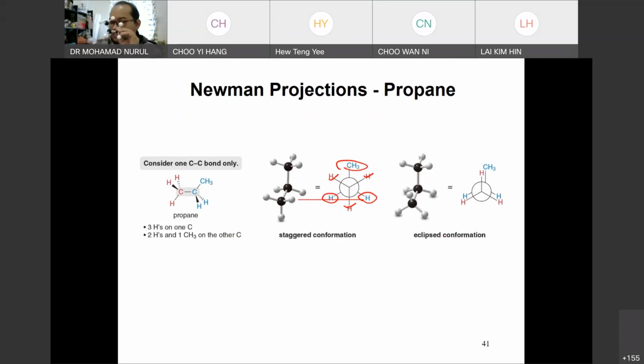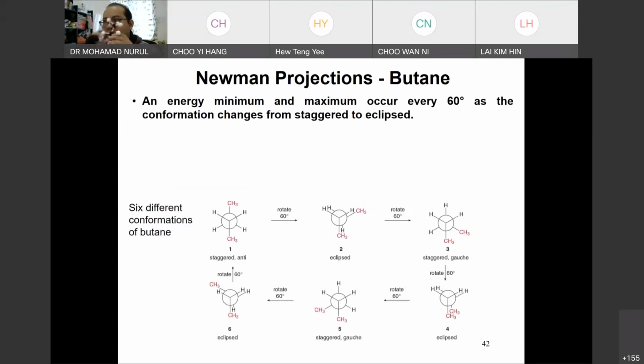If we rotate from 0 degrees, which we can assume as 0 degrees, and rotate 60 degrees, eclipsed becomes staggered, then eclipsed, then staggered, until 360 degrees, going back to the original structure. It can be represented by this drawing, and it will give 6 different conformations.